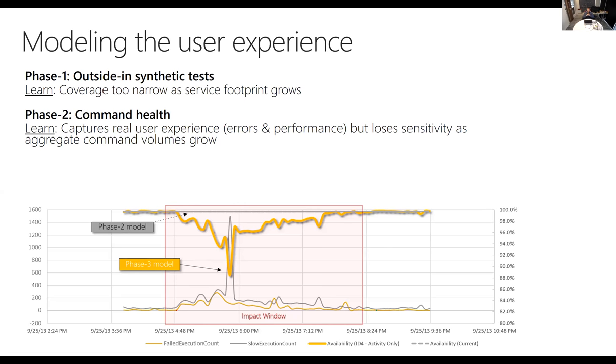but it created some phenomena which were not good. In fact, if you look at the little diagram below, the gray line with the phase two model pointing at it, what it says is we were always really good. We were like 99.9% availability all the time. And yet we still heard users complaining about the reliability of the system.